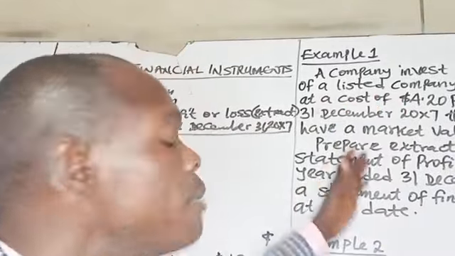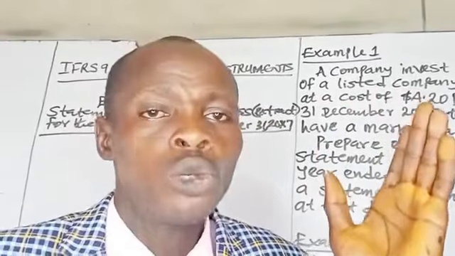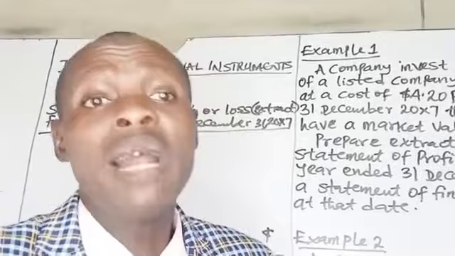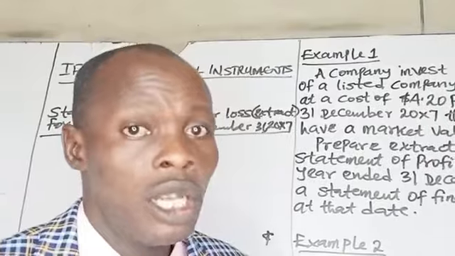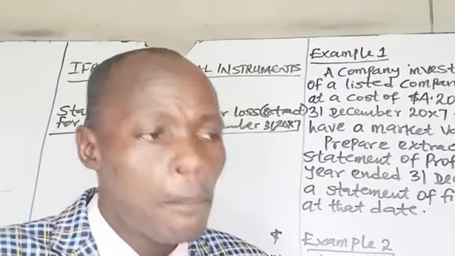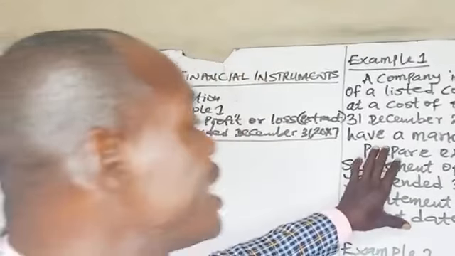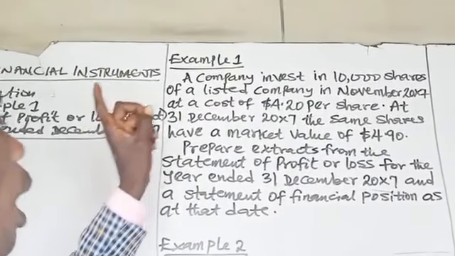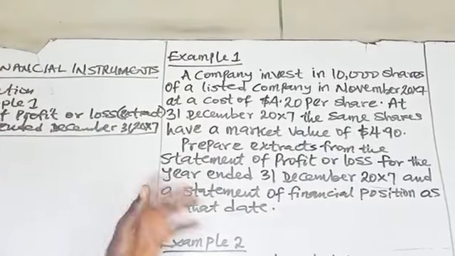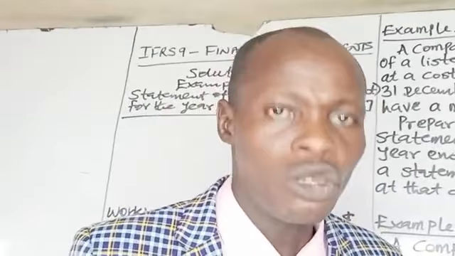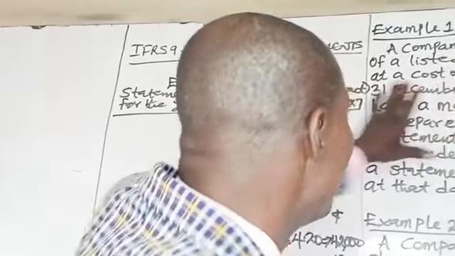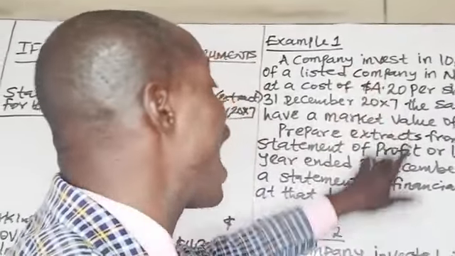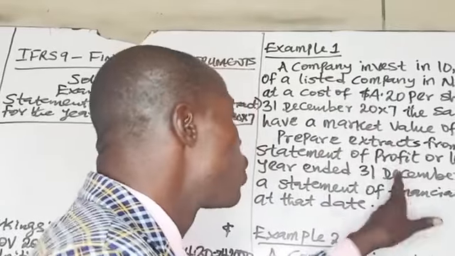That means the investment is always assumed to have been held for trading purpose. You always assume it is set for trading purpose. It's always at fair value through profit or loss. But where the examiner wants it to be designated at fair value through other comprehensive income, it will be stated in the question. So since you were not being told, the examiner is silent, you should know that this is at fair value through profit or loss.